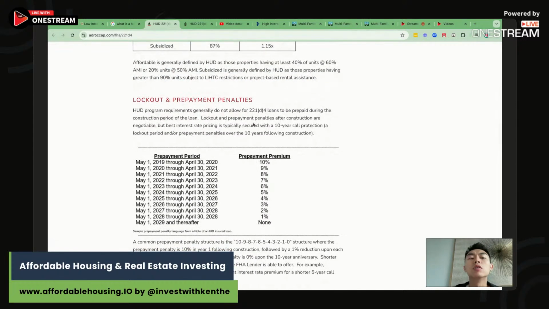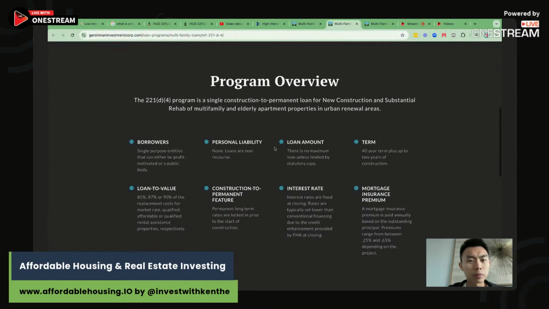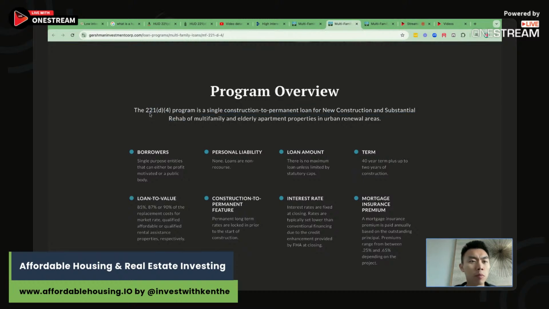But just talk to your HUD lender, and just remember, a HUD lender simply means that there is a lender lending you the capital, but HUD is coming in and insuring that loan. Okay, so let's talk about why that's so beneficial. This is a HUD 221D4 from Gershman. I know a great contact at Gershman, so if you ever need to contact Gershman, let me know.